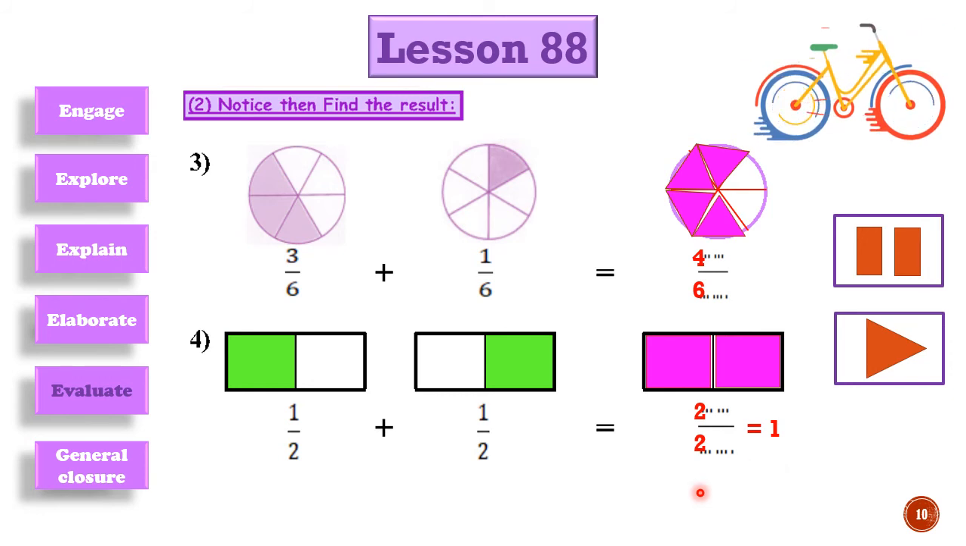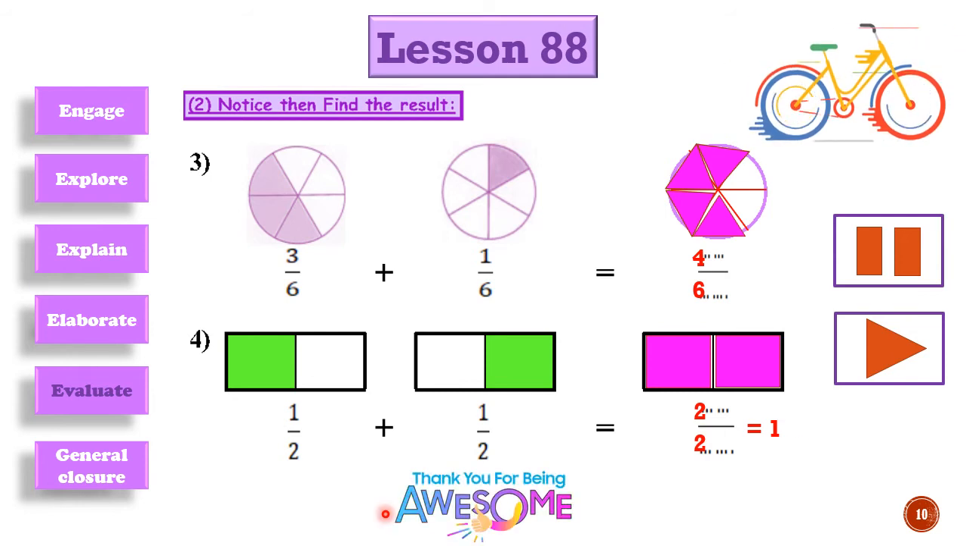In another way, the denominator is still the same. Just add the numerators. 1 plus 1 equals 2. Good job. 2 halves equals 1. You are awesome.